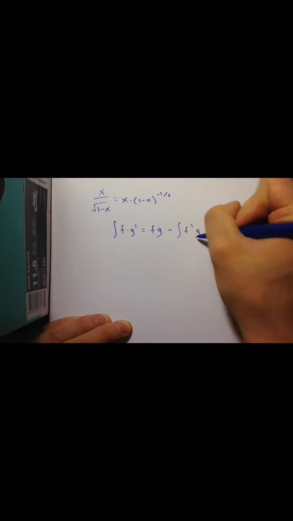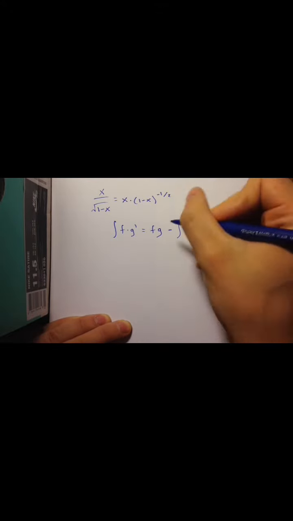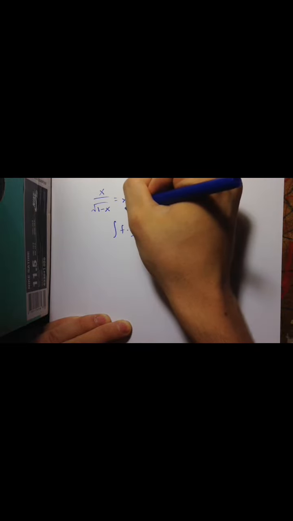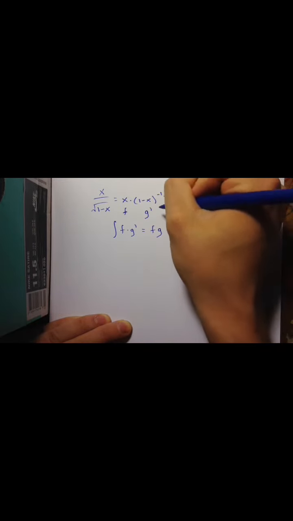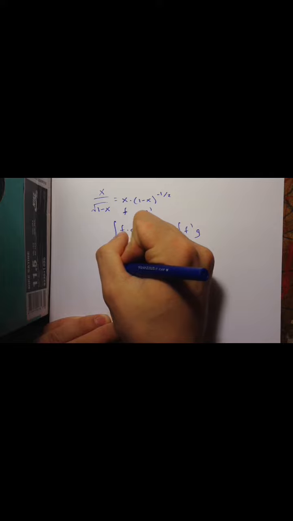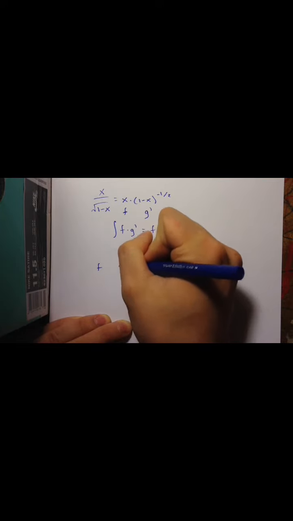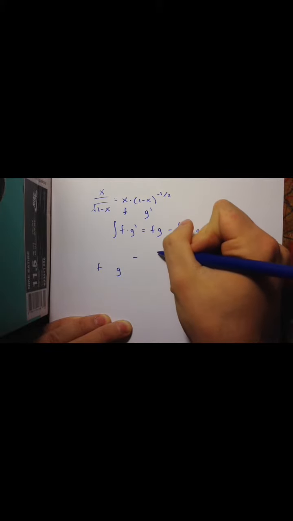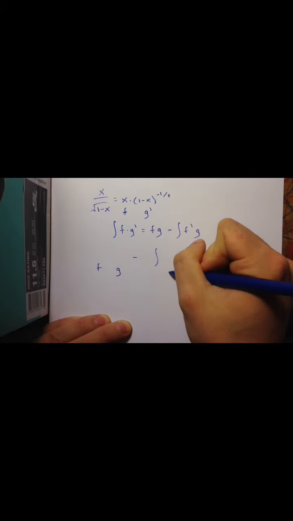f derivative times g. So looking back at our function, we're going to choose f to be x, and then 1 minus x to the negative 1/2 is going to be our g derivative. So this is going to be our derivative in this case. So what we can do now is give the anti-product rule a sort of skeletal structure right here.